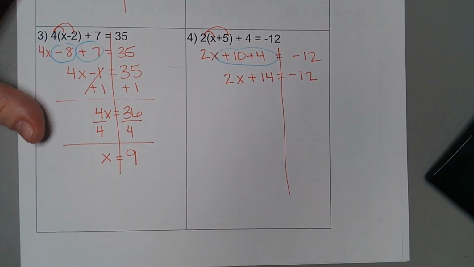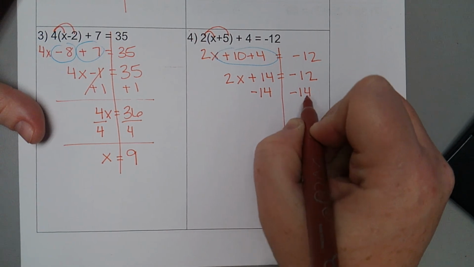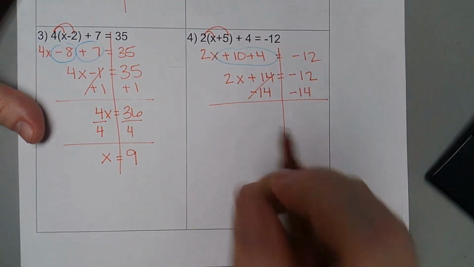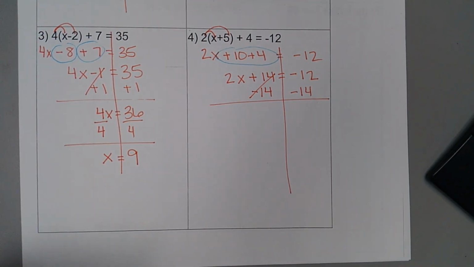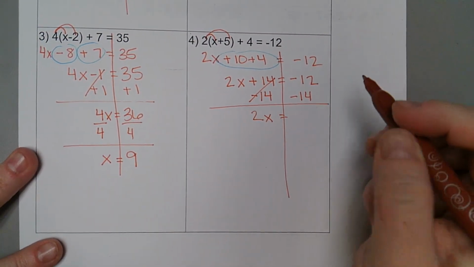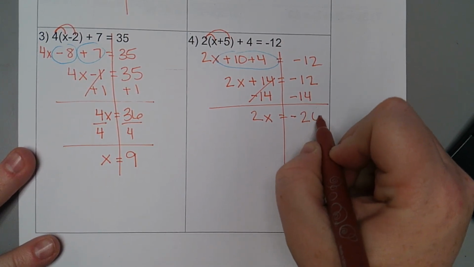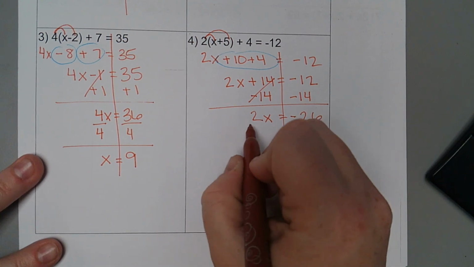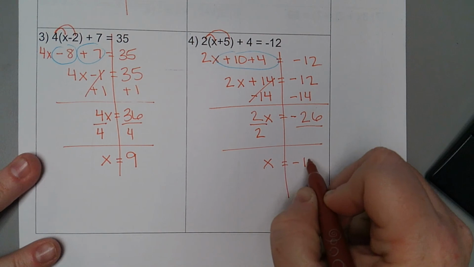To get my variable by itself, I'm going to do the opposite of plus 14, which is minus 14. 14's cancel out. All right, so we subtract 14 from each side. We're left with 2x equals, and then if we have negative 12 minus 14, we're at negative 26. Divide each side by 2. We get x equals negative 13.